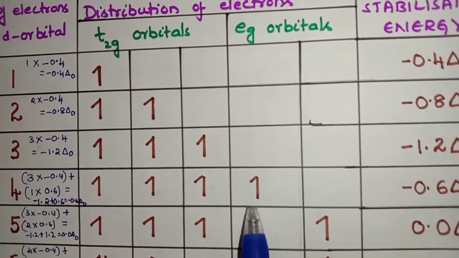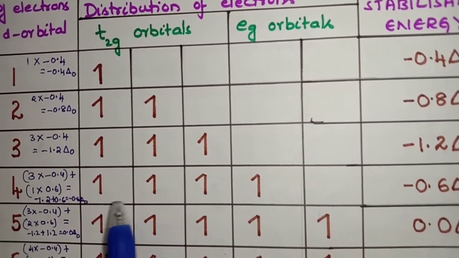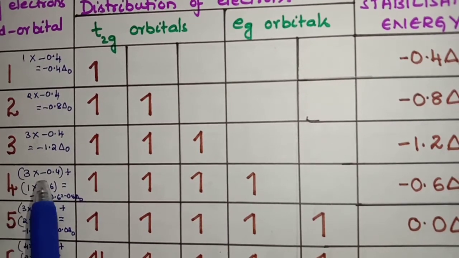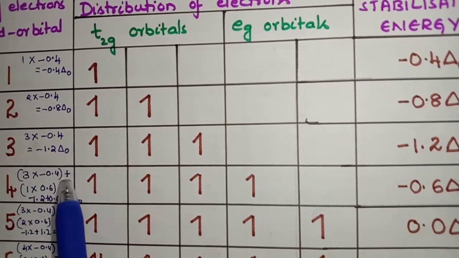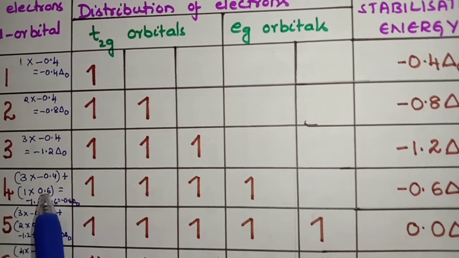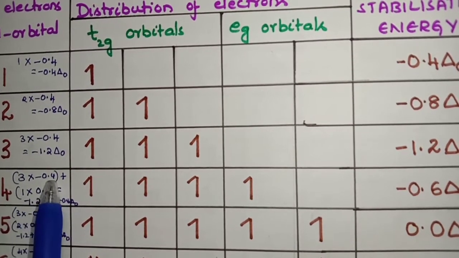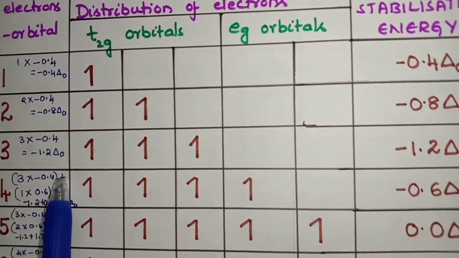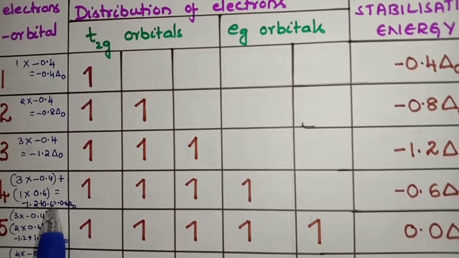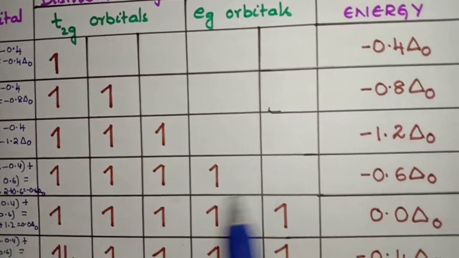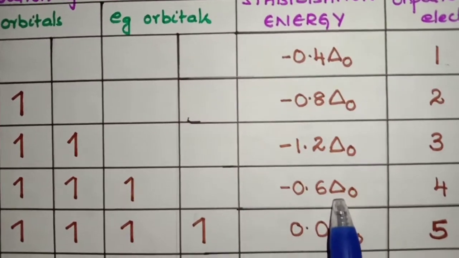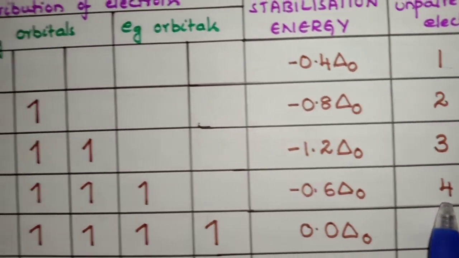Now calculation of CFSE. Total number of electrons in t2g orbitals, 3. So 3 into minus 0.4 plus number of electrons in eg orbitals, 1, into 0.6. So 3 into minus 0.4 is minus 1.2, plus 1 into 0.6, 0.6, which is equal to minus 0.6 delta O. That's what I have written here, minus 0.6 delta O. Number of unpaired electrons is 4.